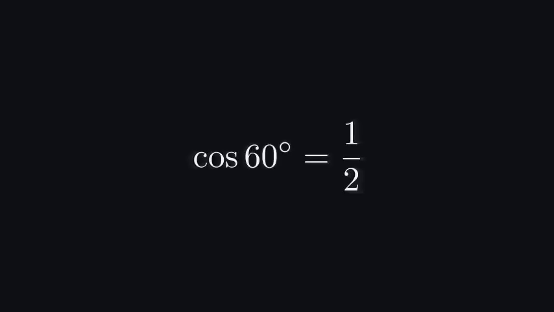We know the exact value. Cos of 60 degrees equals 1 over 2. So 4 times 1 over 2 is 2, and 6 plus 2 equals 8. Therefore, when p equals 4, the height of the dock is 8 meters.